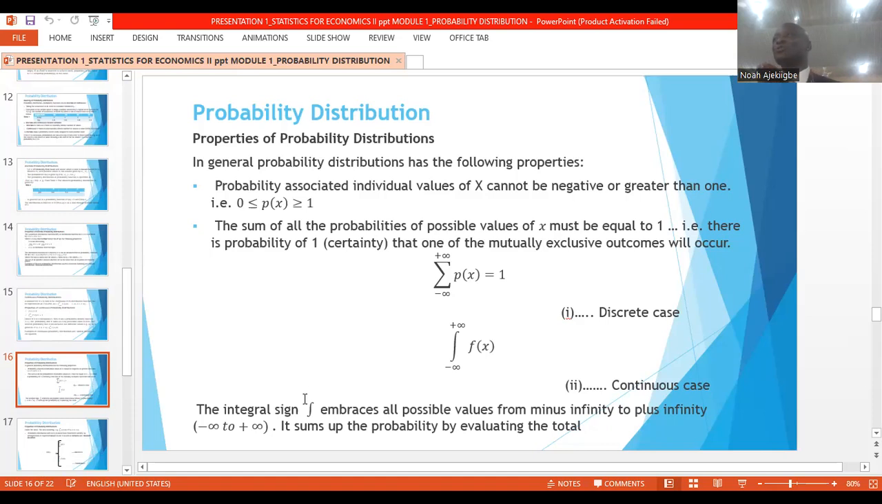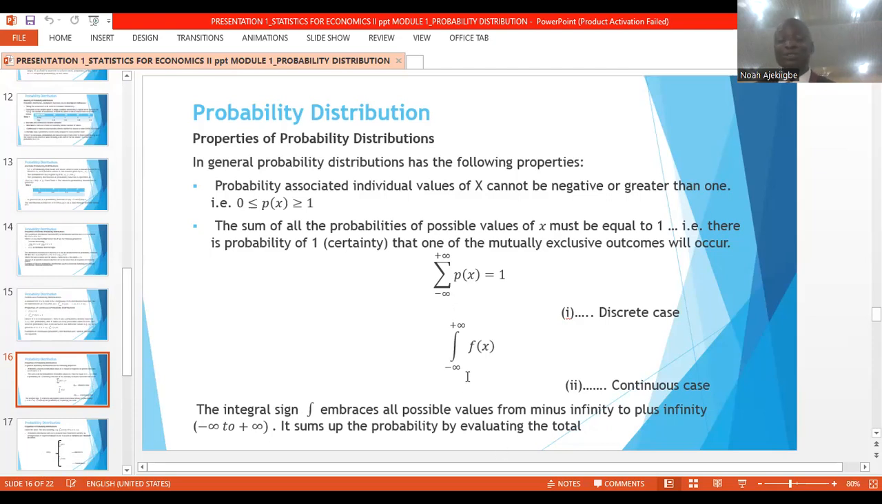When you have two mutually exclusive events occurring, the probability of an event that can never occur is 0, and it cannot assume any other value. The probability that the event is certain to occur is 1. Then the sum of all the probability values of x must be equal to 1. There is also the certainty that one of the mutually exclusive outcomes will occur. That means it can be 0, it can be 1, or it can be in the range between 0 and 1. For the discrete case, the summation from minus infinity to positive infinity of probability of x is equal to 1.